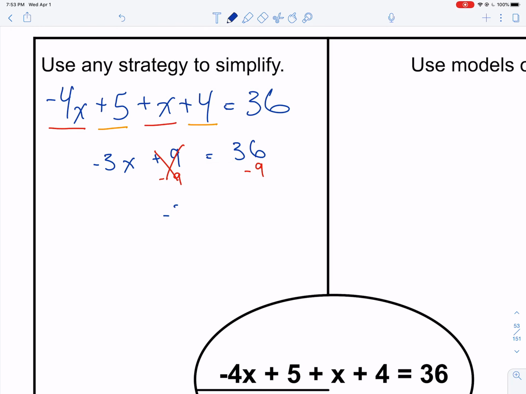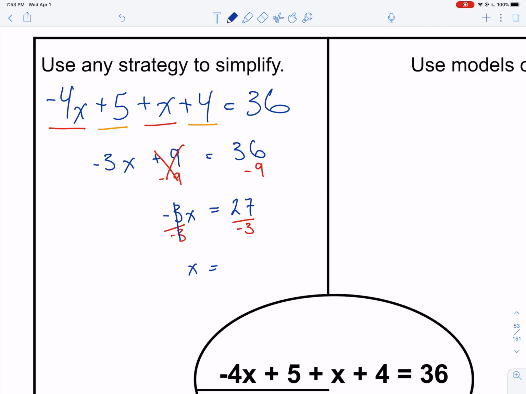So on the left, we have negative 3x equals, okay, now 36 minus 9, okay, that is 27, right? Then divide. We don't want negative 3x, we want just x, so we divide by negative 3 on both sides. And that is a 1 over here, which is what we want. So 1x, or just x, equals 27 divided by negative 3.